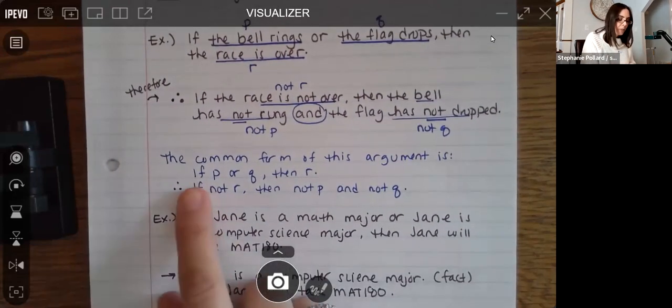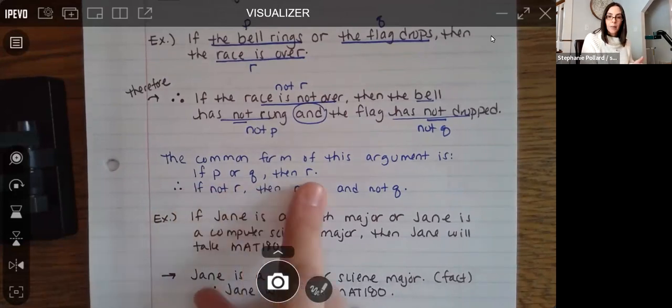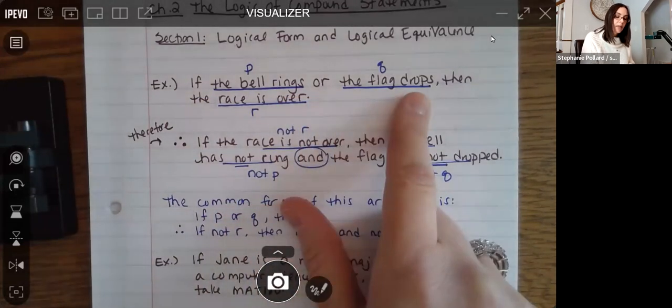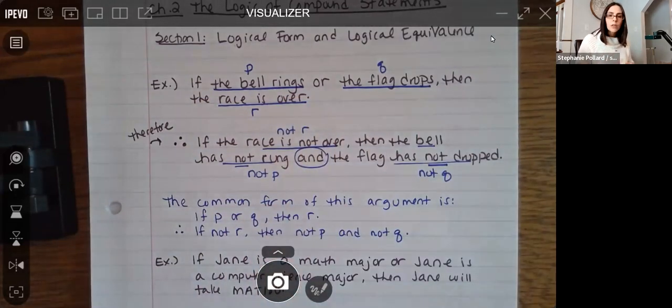It says, if P or Q, then R happens. For instance, if the bell rings or the flag drops, then the race is over. So if one of those two things happens, then the last piece would also have to happen.